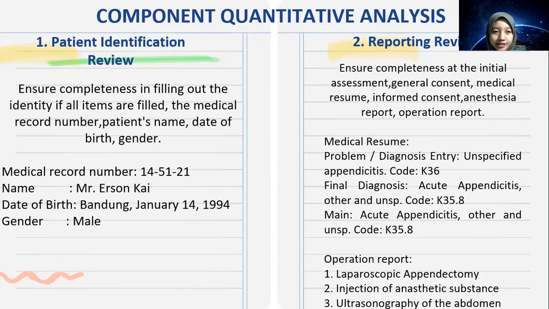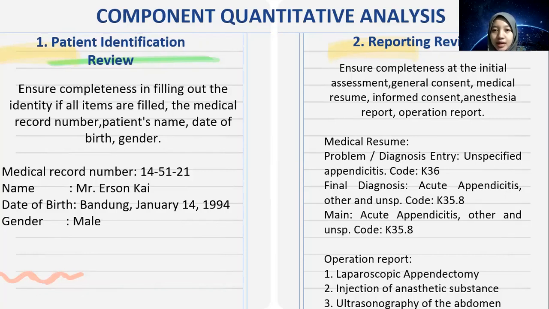1. Patient identification review. Ensure completeness in filling out the identity, that all items are filled: the medical record number, patient name, date of birth, and gender. Medical record number 40 51 21. Name Mr. Erson Kai. Date of birth Bandung, January 40, 1994. Gender male.